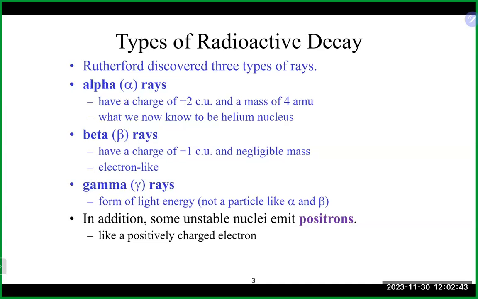So alpha particles, which surprisingly enough use the alpha symbol, are positively charged radioactive particles. They're really helium nuclei. So in nuclear chemistry, they oftentimes will also use the helium symbol for them. By the way, writing it like this, the top number is?